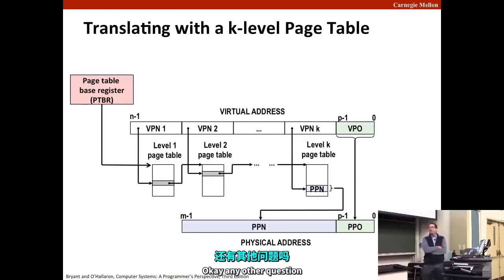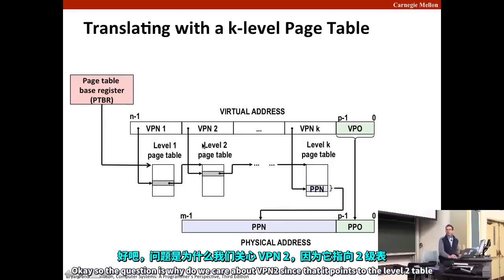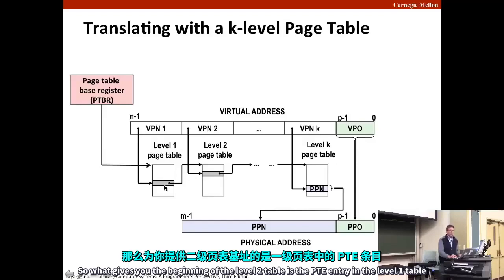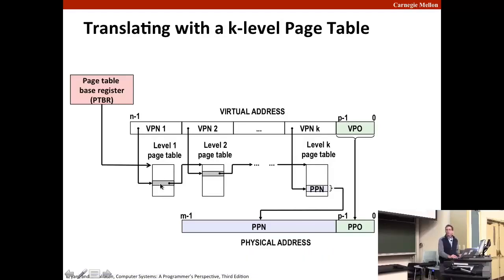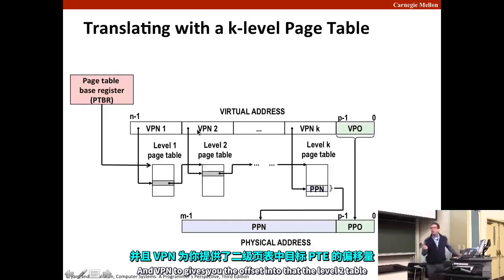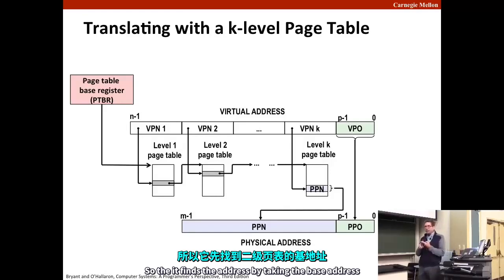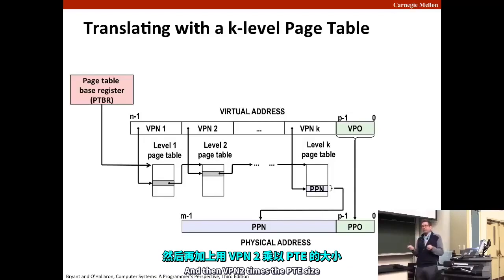Okay, any other question? Oh no, VPN2 is the offset. Okay, so the question is, why do we care about VPN2 since it points to the level 2 table? What gives you the beginning of the level 2 table is the PTE entry in the level 1 table. So the level 1 table points to the beginning of that level 2 table, and VPN2 gives you the offset into that level 2 table. So it finds the address by taking the base address plus VPN2 times the PTE size.